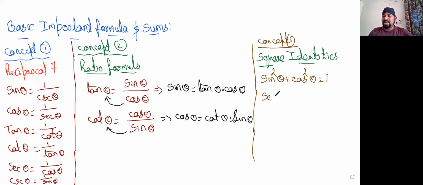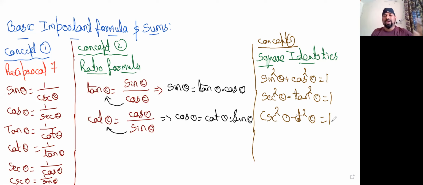Now we have to remember this one as the second square identity: secant square theta minus tan square theta is equal to 1. And the third: cosecant square theta minus cot square theta is equal to 1. So these are the 3 square identities.